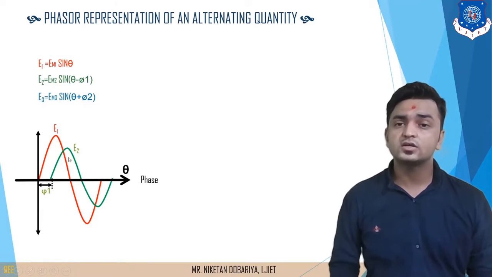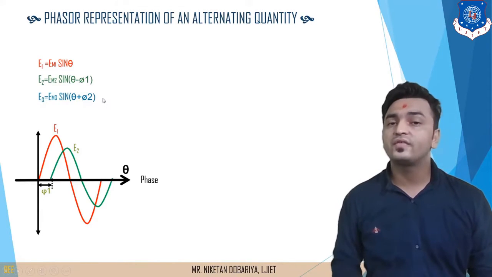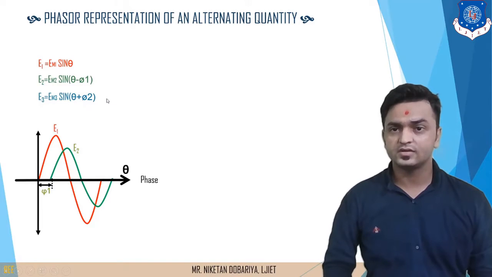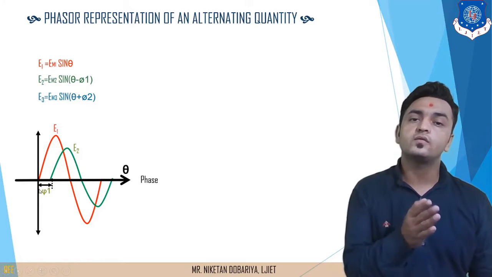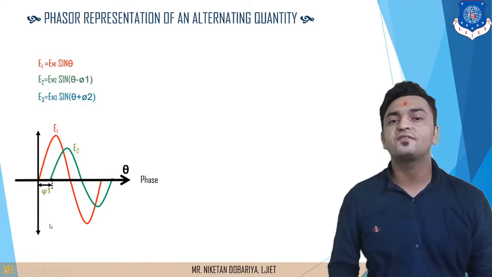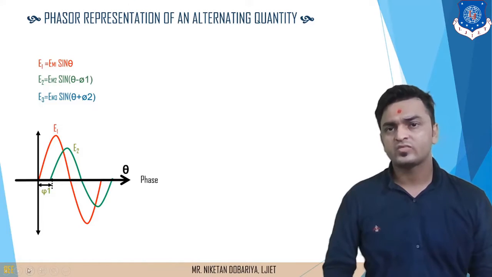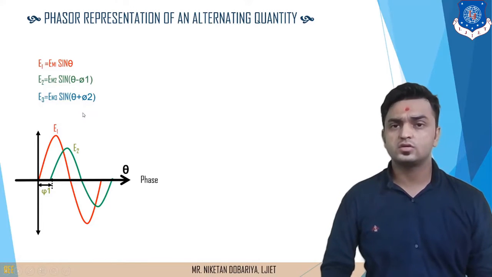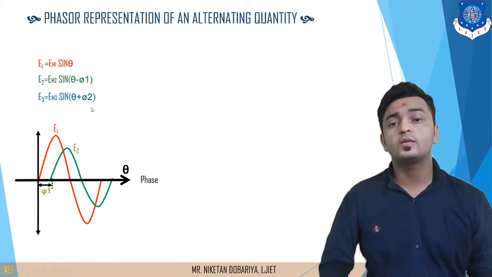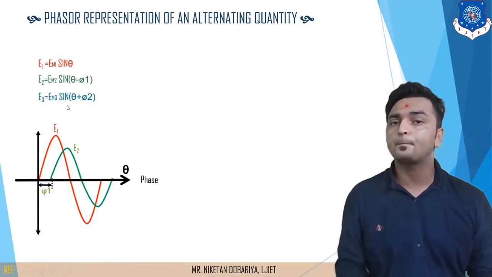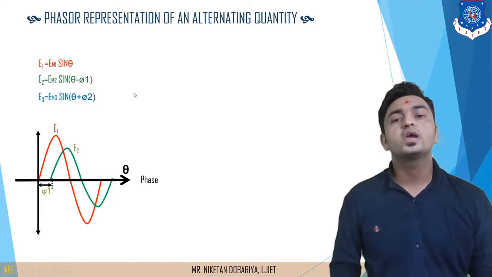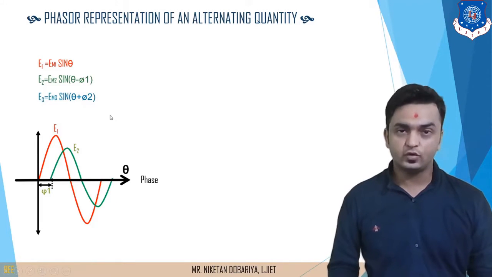Always remember that when some phase angle is given, which is mentioned over here as minus phi 1, this function is starting after phi 1 with respect to our reference point. Similarly, in this third equation, we have an angle in the form of phi 2. So we have a function that is sine of theta plus phi 2. Now we have a plus phi 2 angle.